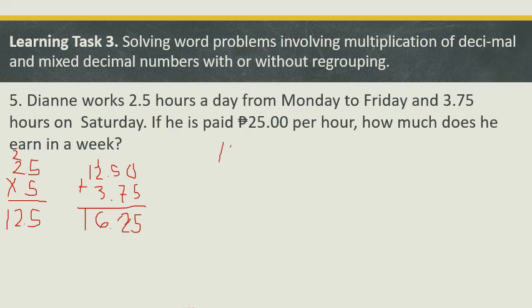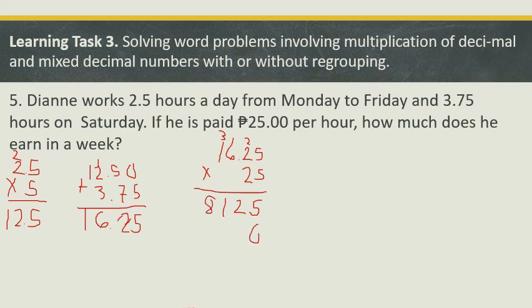And kung 25 pesos kada isang oras ang binabayad sa kanya, magkano lahat yun kung 16.25 hours siya nagtatrabaho? So, times natin to sa 25. So, 5 times 5 is 25. Carry 2. 5 times 2 is 10 plus 2 is 12. Carry 1. 5 times 6 is 30 plus 1 is 31. Carry 3. So, 5 times 1 is 5 plus 3 is 8.